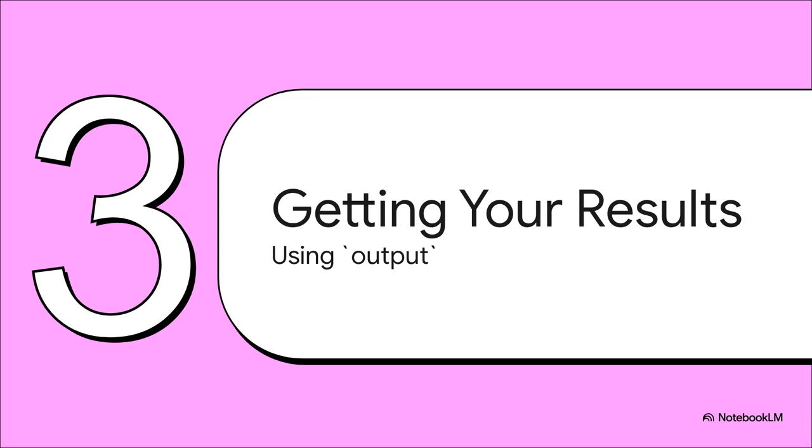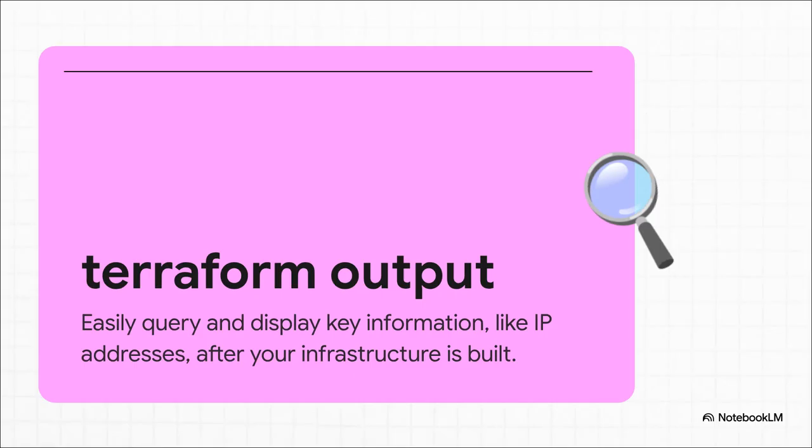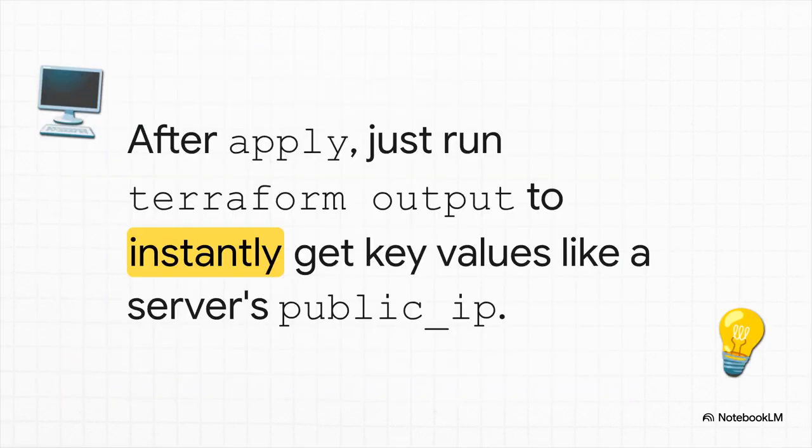Okay, so we've built our infrastructure. Awesome. But a lot of the time, we need to get information back from it. I mean, if you just created a new web server, you're probably going to need its public IP address to connect to it. And to solve exactly that, Terraform has our 5th essential command, terraform output. After you run apply and everything is built, you can use this command to easily pull up and display any key bits of information that you've defined as an output in your code. So for instance, you can define an output for your new server's public IP address. After it's created, you just type terraform output, and boom, it prints the value right to your screen. It makes it incredibly simple to get the exact data you need for the next step of your process.